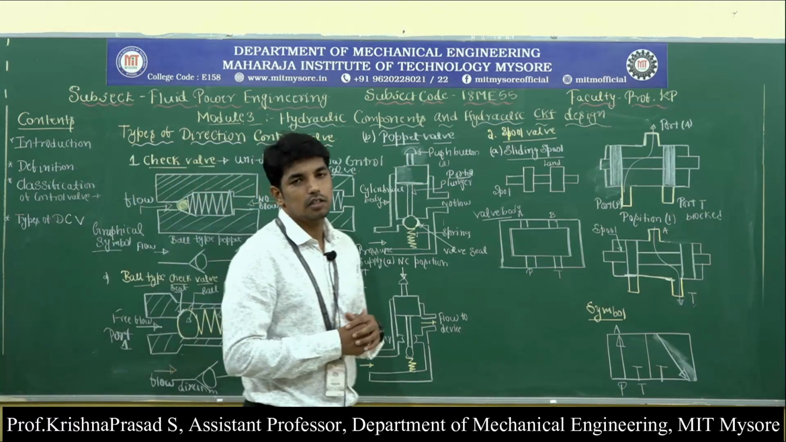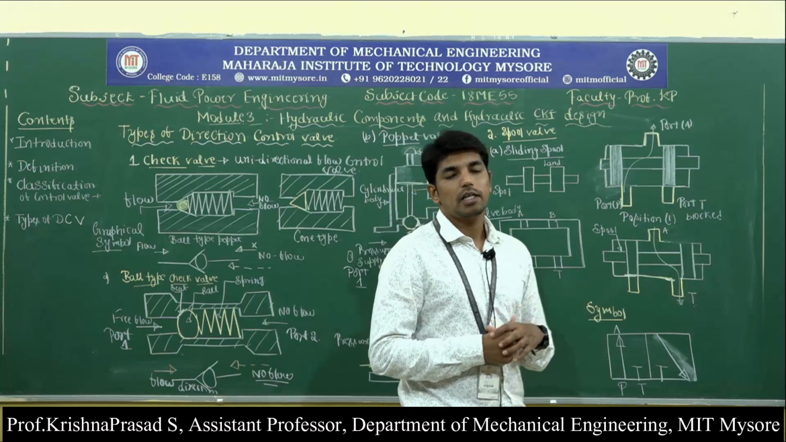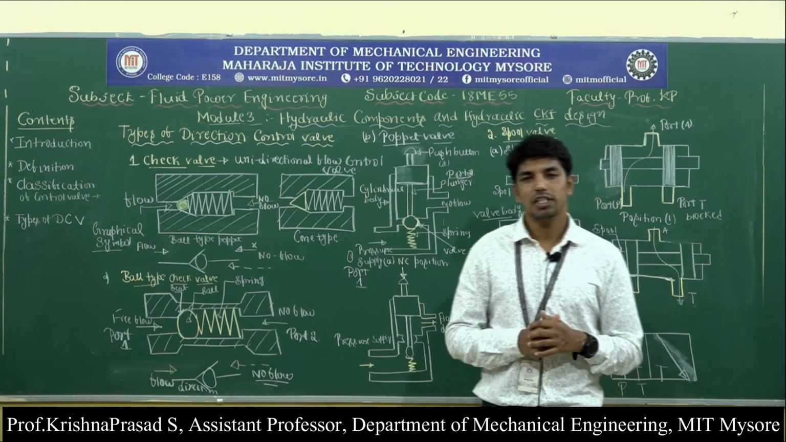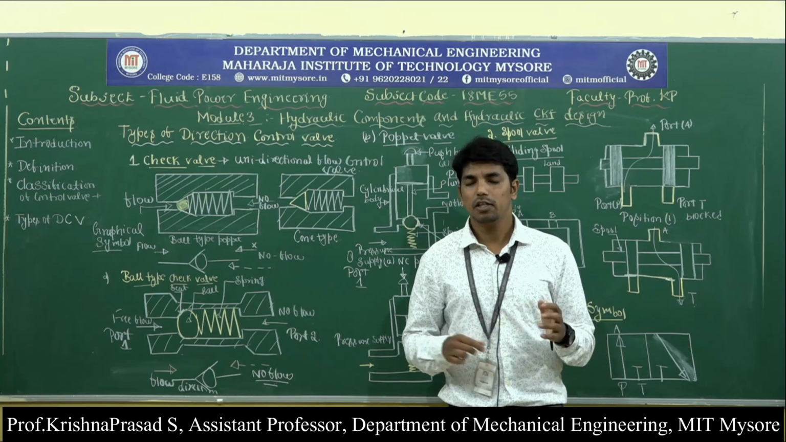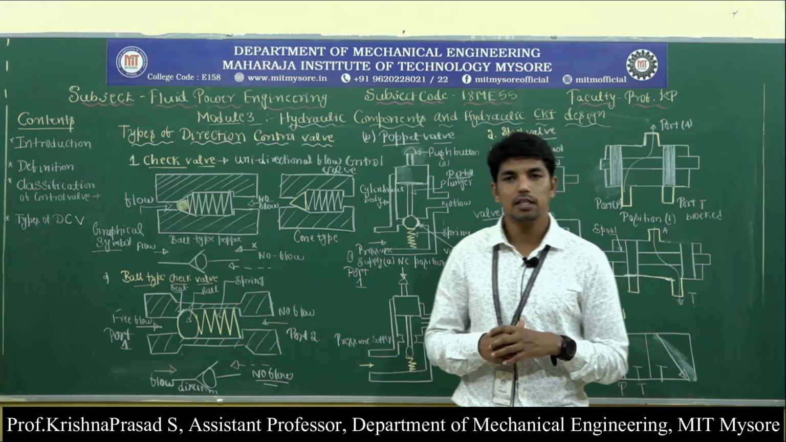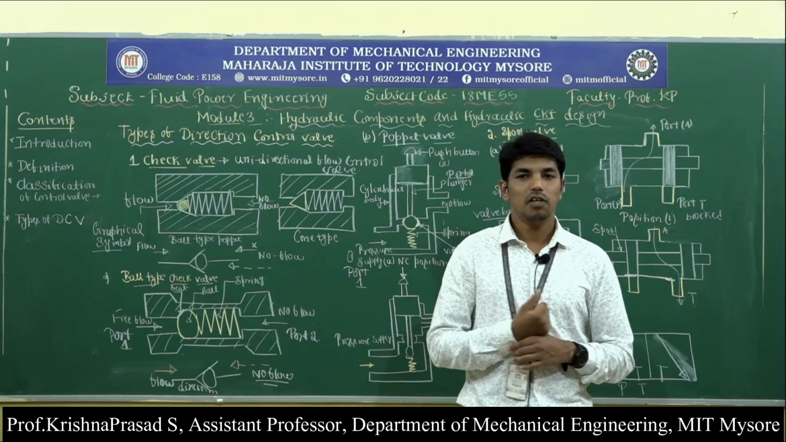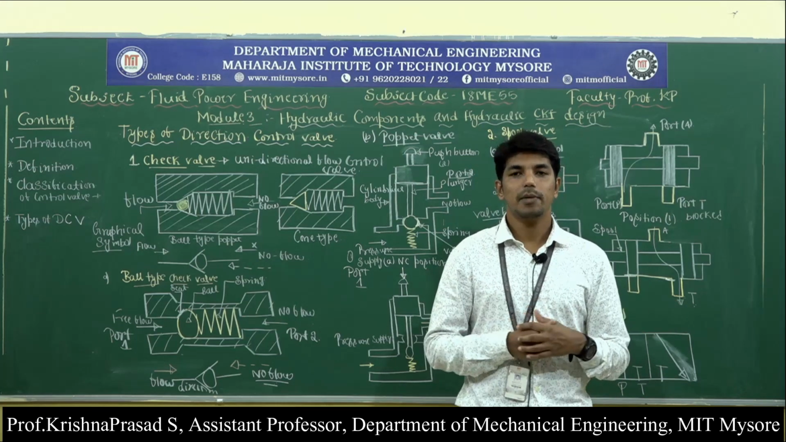So what are the advantages of the ball and poppet type of check valve? The main advantage is that it is highly responsive and has high sealing ability. That means no leakage is possible in the case of the check valve. But the disadvantage is that it is insensitive to contaminants.